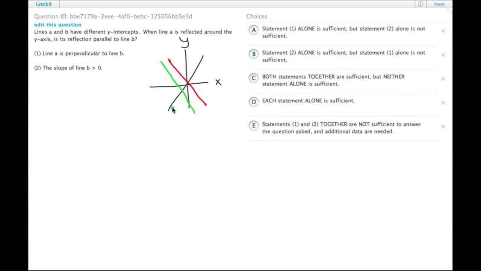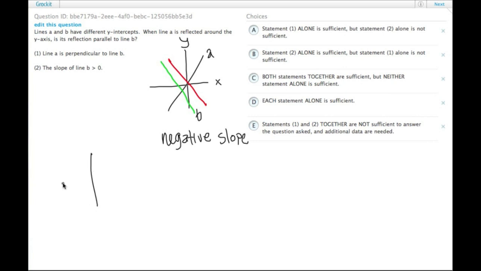So the key here is knowing that when you reflect something along the y-axis, you give it a negative slope. Whatever the line was before, it's now a negative of that. So we basically need to figure out whether line B, we'll call that B, has a negative slope of line A, in which case they could be parallel. And it has to be the negative, not just a negative slope, but a negative of the slope of the other line.